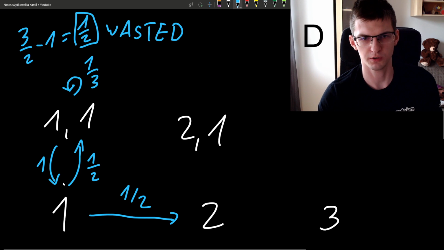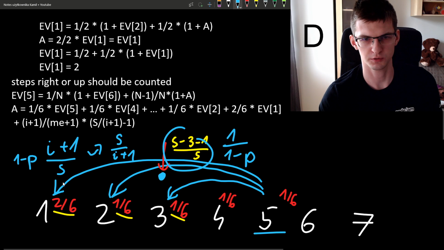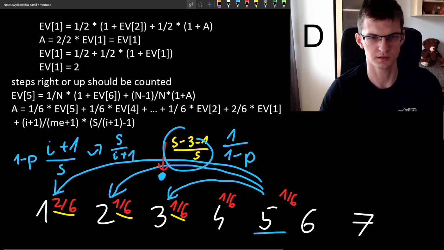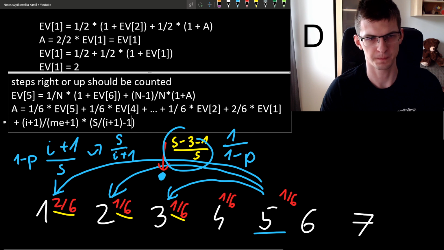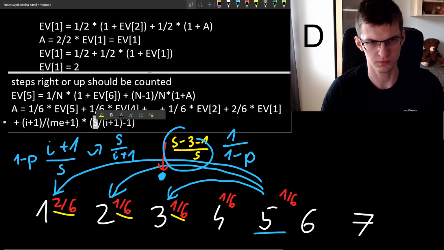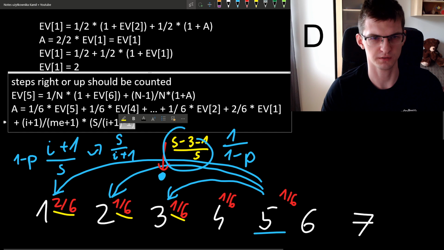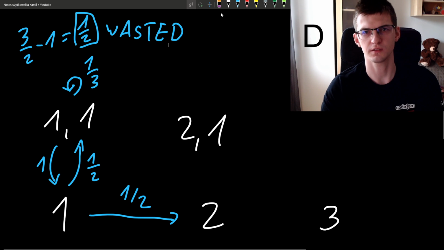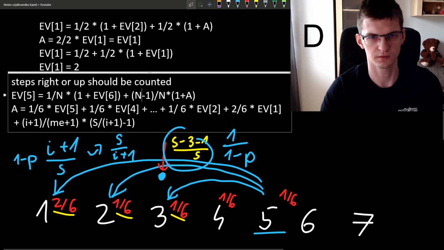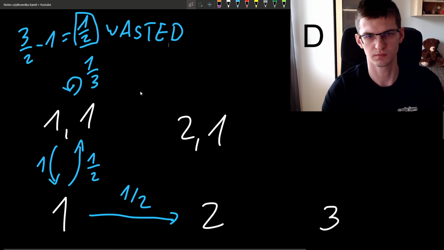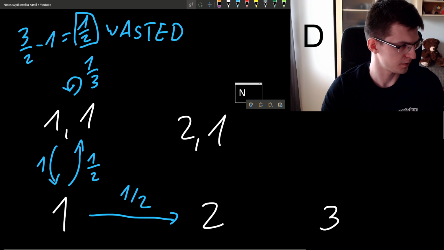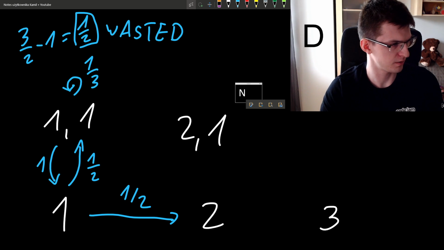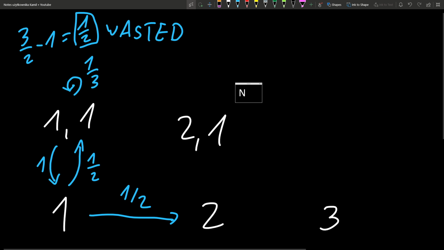Will my formula work? What was my final formula? This? A plus 1 over a plus 1. This is 1. And now this is 3 over 2. 1.5 minus 1. Yes, this is half. Now, let's write this equation and see what I should get. You don't need my face for a moment.